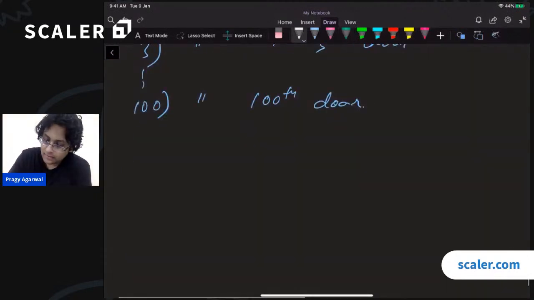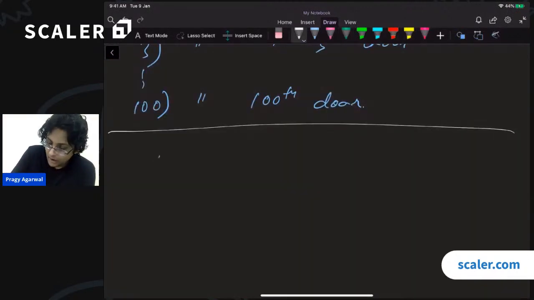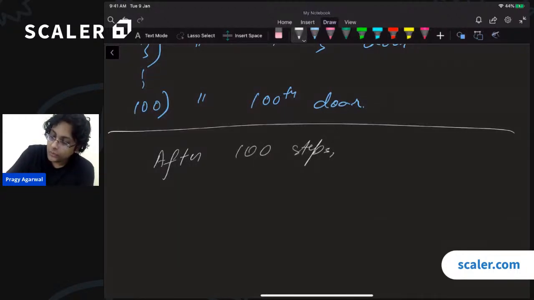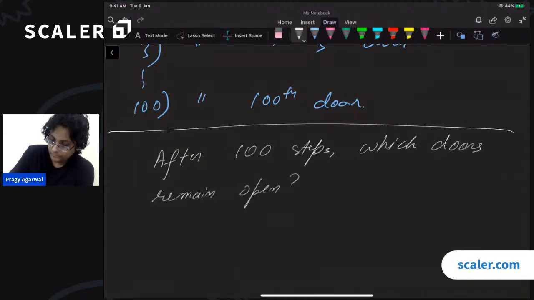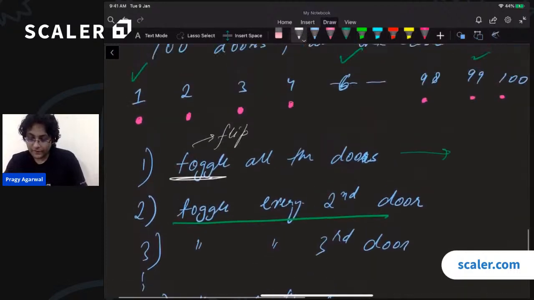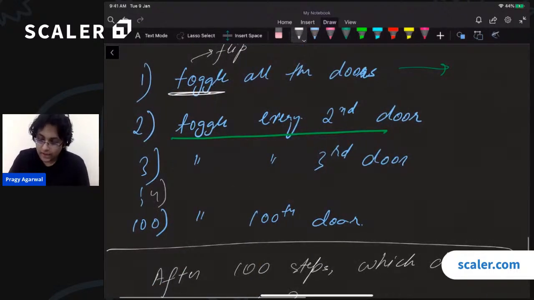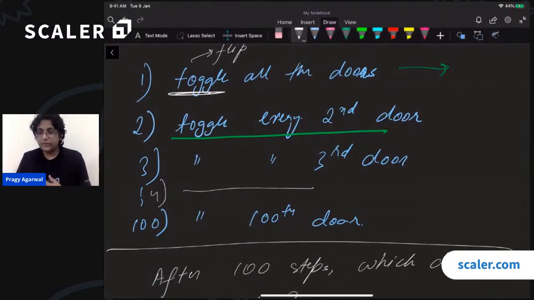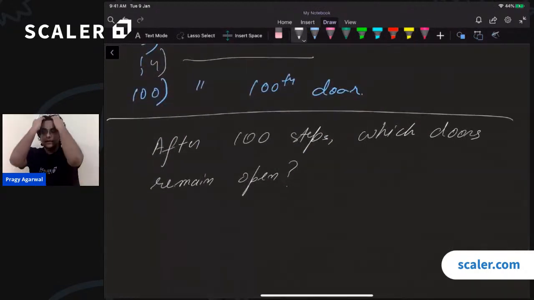The question is that after we are done with this game, after 100 steps, which doors remain open? Is the question clear? In the fourth step, we will toggle every fourth door. In the ith step, we will toggle every ith door. And the question is, after all these 100 steps, which doors will remain open?